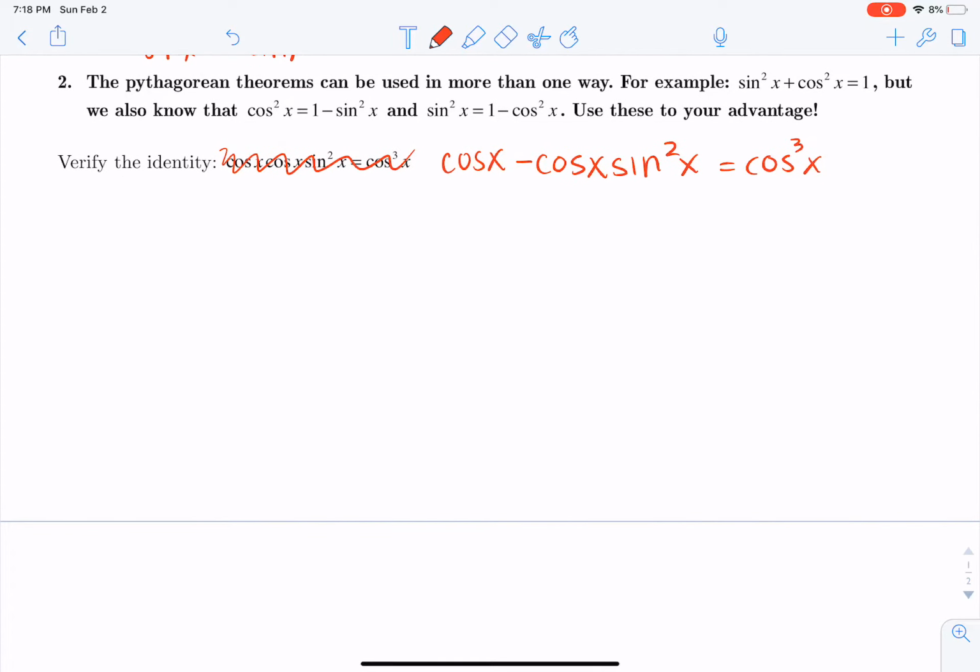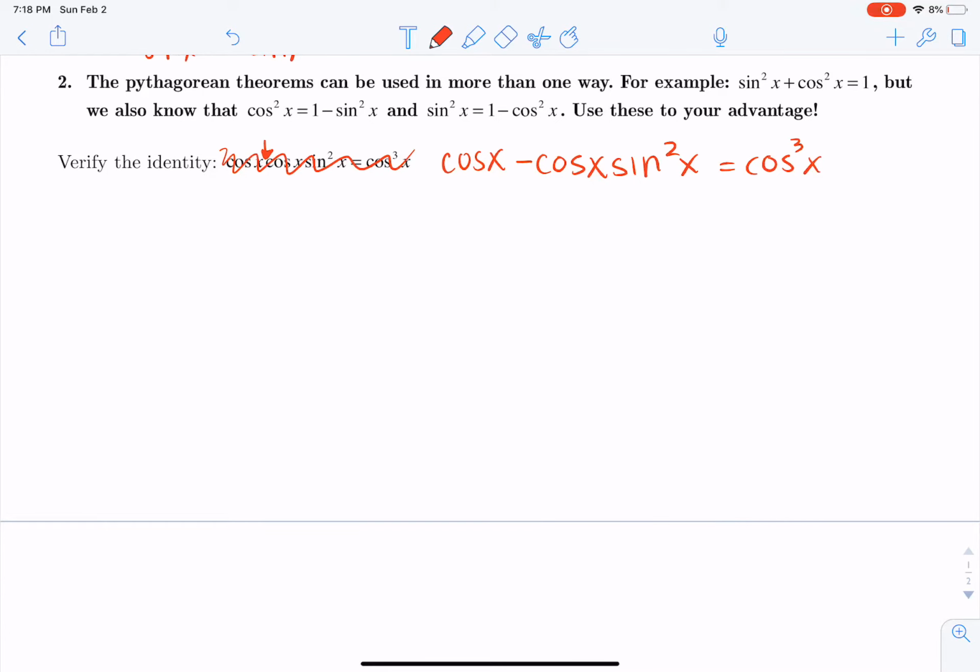So tip number 2 is the Pythagorean theorems can be used in more ways than one. So for example, sine squared x plus cosine squared x is equal to 1, but I also know that I could subtract sine squared x from both sides, and I can subtract cosine squared x from both sides, and use those to your advantage. So here, it looks like everything's already in terms of sine and cosine for me. You'll want to go ahead and make the correction on here. There should be a subtraction sign in between here, so I just rewrote the problem.